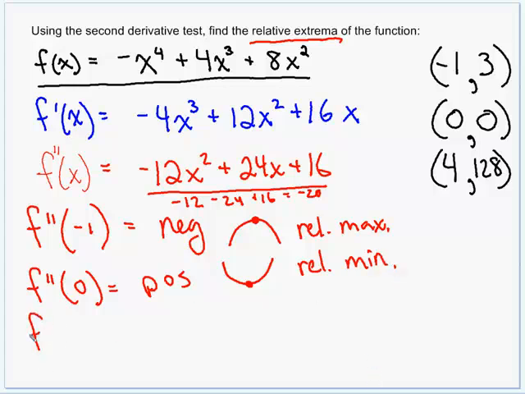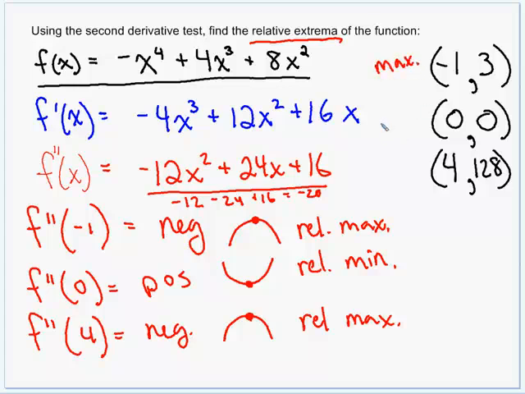And finally, f double prime of positive 4. If we run that positive 4 through the second derivative, we do get a negative output. And just like when we checked the x value of negative 1, that means we are going to be concave down, and our critical number is a point at the top of that hill, which makes it a relative max. So we have first a relative max value, and then a min value, and then another max.